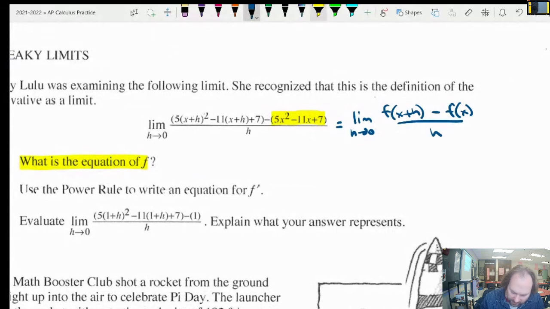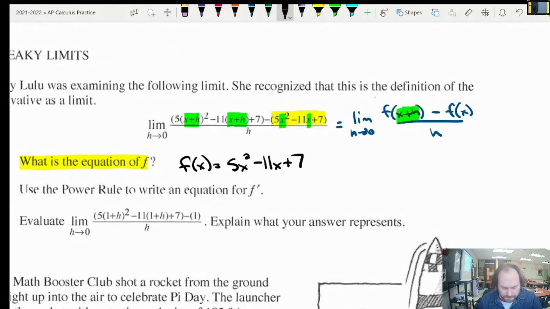So the f of x is that yellow part. You see x plus h, by the way. You see it right there and right there. And those are the same places that you see x in the original function. So that's another clue also for you. So the original function, f of x, in this problem is 5x squared minus 11x plus 7. And for the power rule, using that to write the derivative, it's going to be 10x minus 11, right there.